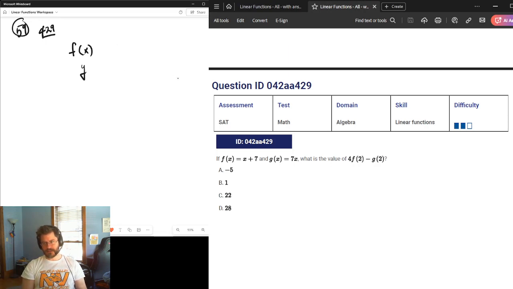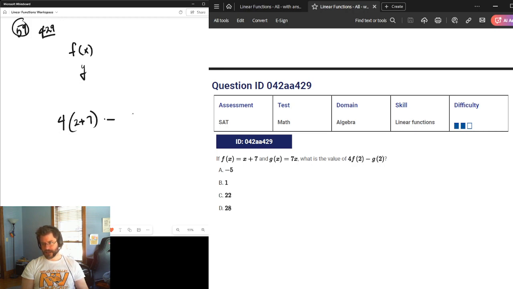So f of x is x plus 7, and then the other one is 7x. Wherever you see an f, you're going to put x plus 7. So we've got 4 times x plus 7, but we've got a 2 in there. So we're going to plug a 2 into our x coordinate. So we're going to do 2 plus 7 instead of x.